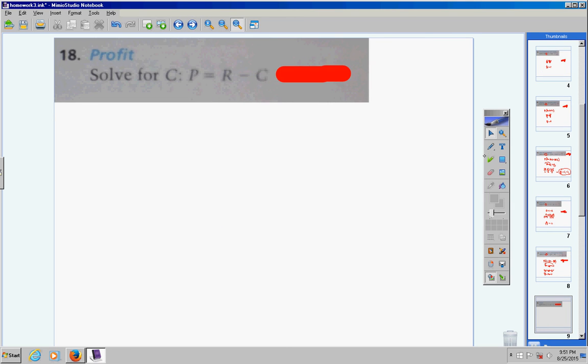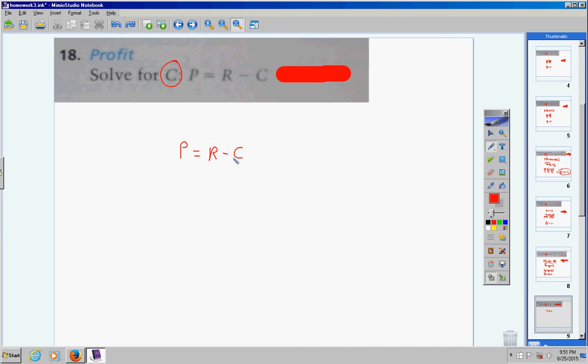Alright, number 18. Step 1, simplify both sides. There's nothing I can do to either side. Step 2, eliminate fractions and decimals. There's nothing I can do. Step 3, we're solving for C. Underline all of your terms with the C. There it is. Now it's a negative C, so be careful. Make sure you keep that negative sign with your C, okay? So, no other terms have a C.